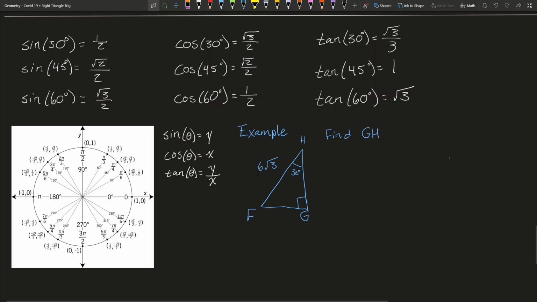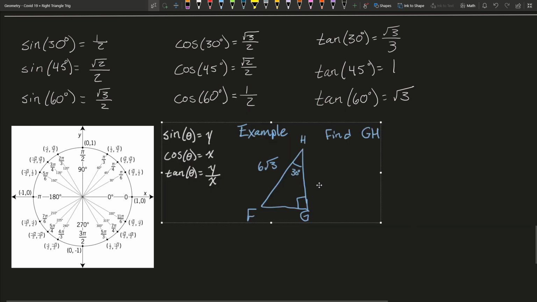Sine of 30 degrees is 1/2. Sine of 45 is rad 2 over 2. Sine of 60 is rad 3 over 2. Again, we're dealing with square roots, rationalizing fractions, and right triangles. Again, the same thing we've been dealing with the last couple of weeks. Before we get to an example, a little bit about where these values actually came from.